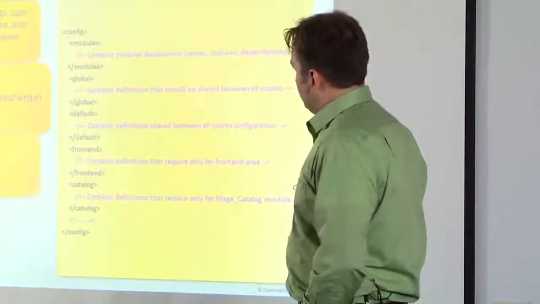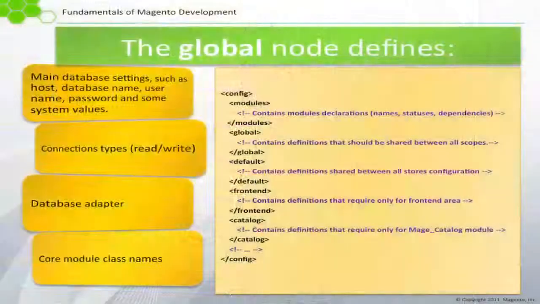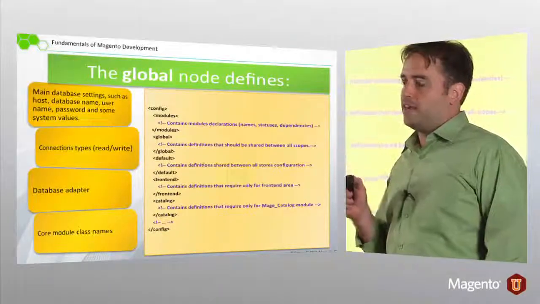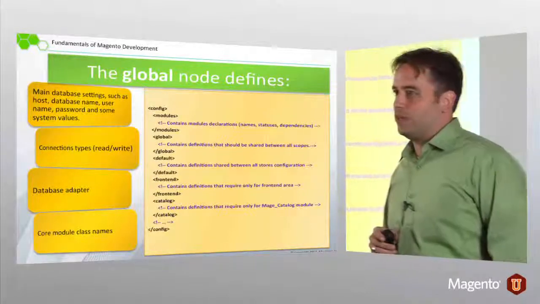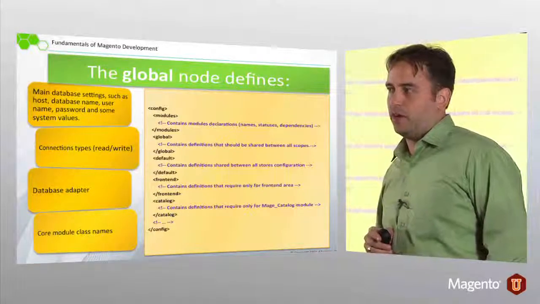So the global node defines obviously really important stuff. And this is why local.xml is read first, and also read last, by the way, app/etc local. But that's actually the one time that Magento writes information to a configuration file. Other than that, it will not touch any configuration file.